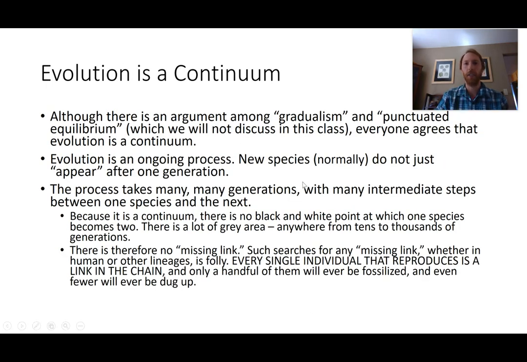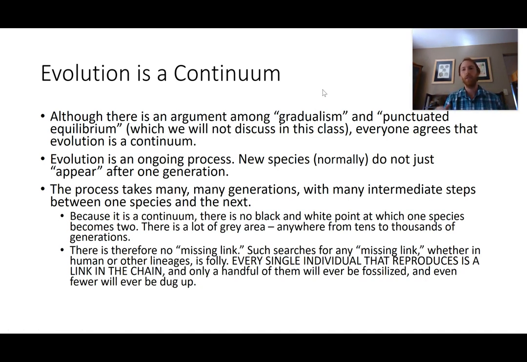Okay. Evolution is a continuum. We're not going to talk about gradualism and punctuated equilibrium in this class. But regardless of which side of that debate you're on, and I'm in the middle, both of those have their legitimate examples. Everyone agrees that evolution is a continuum. So it is an ongoing process.